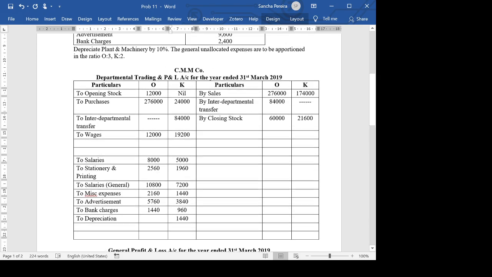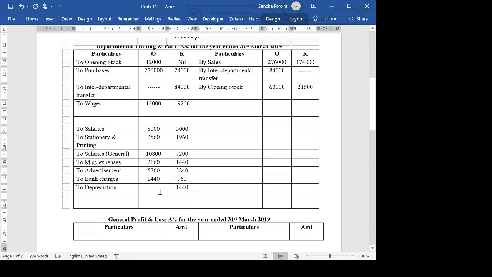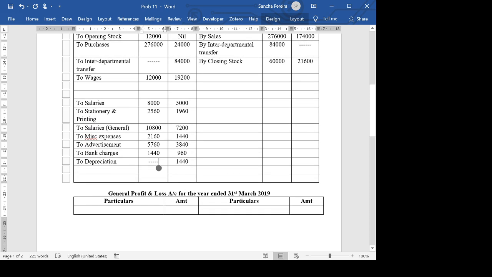Is that clear? Okay, so here we won't have anything. This will be nil. So now we can finish this statement. We'll calculate the net profit before we go to the calculation of the market price and things like that, stock reserve.